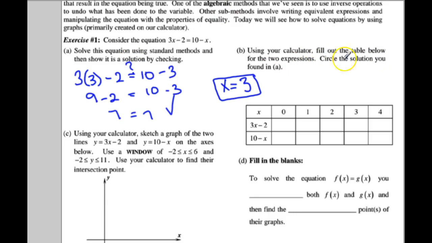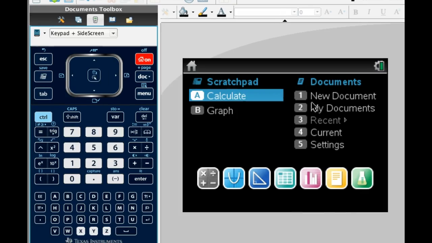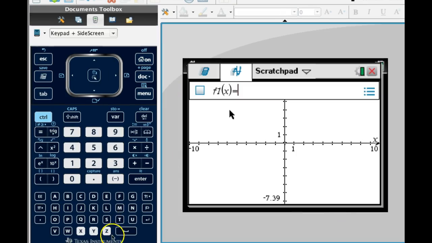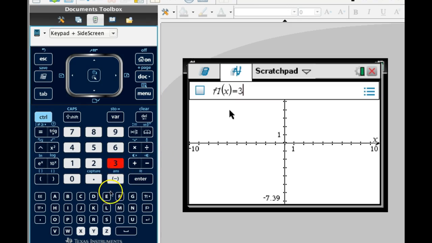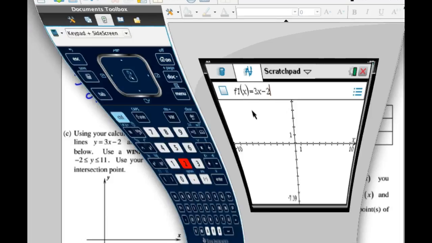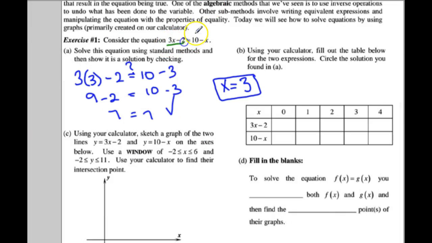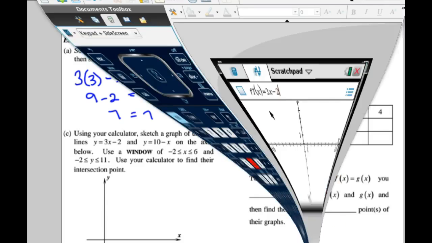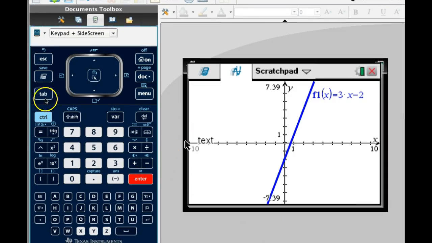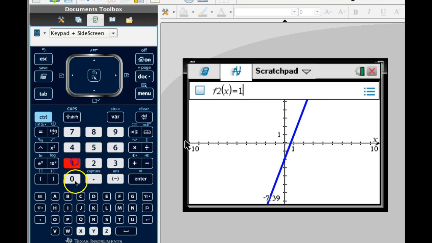Part B says, use your calculator to fill in this table. Circle the solution you found in A. So now you need to grab your calculator. I'm going to wait until you go and get your calculator. You have your calculator. You need to go to graph. Then I want to enter my first equation, which is 3x minus 2, coming from here. So this is going to be 1, and this is going to be the other. So 3x minus 2, press enter, hit tab, and then enter 10 minus x, hit enter.